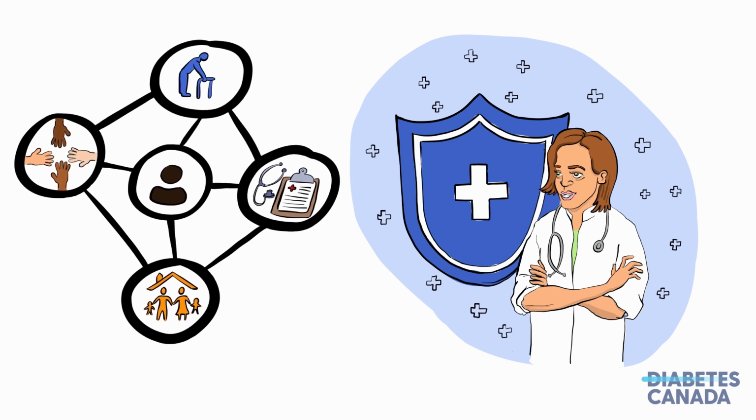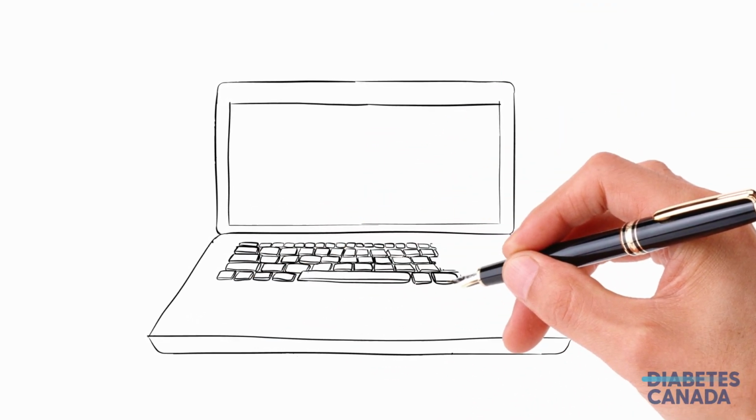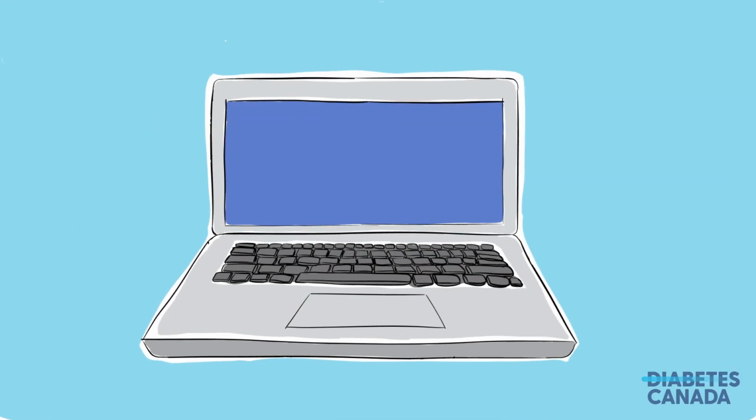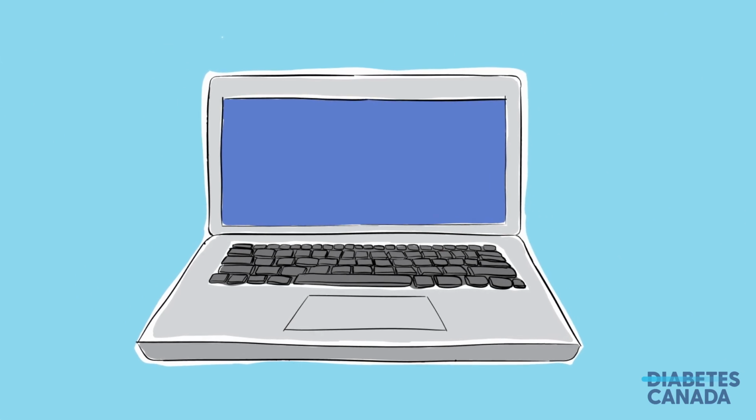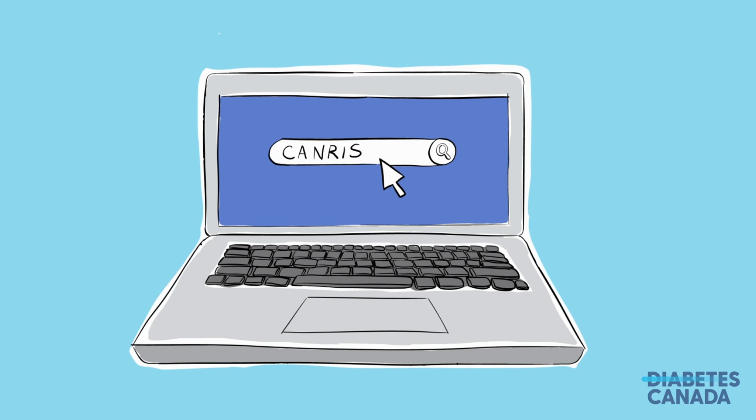At this time, scientists know more about the risk factors for prediabetes and type 2 diabetes than for type 1 diabetes. If you are interested in assessing your own diabetes risk, check out the Canadian Diabetes Risk Questionnaire, or CanRisk. You can find it by visiting www.diabetes.ca and entering CanRisk in the search bar.